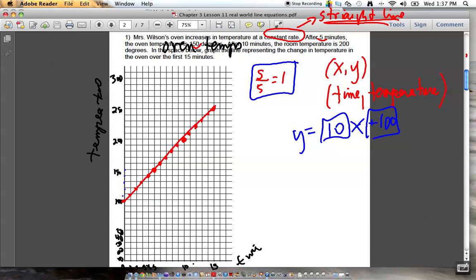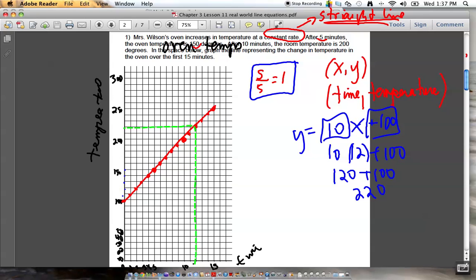Now, what's really cool about this is I could figure out any value. For instance, let's figure out what's the value at 12 minutes. So let's plug in a 12. What's 10 times 12? 120, right? And what's 120 plus 100? 220. Now let's check this out. This is pretty cool. Ready? Here's 12. Where am I at on the graph? I'm at 220. Right? Because here's 200, 210, 220.